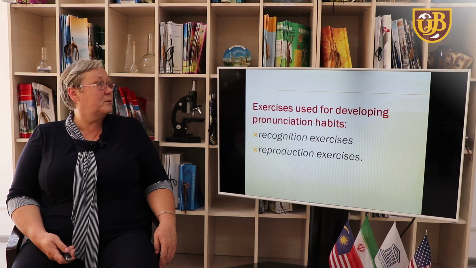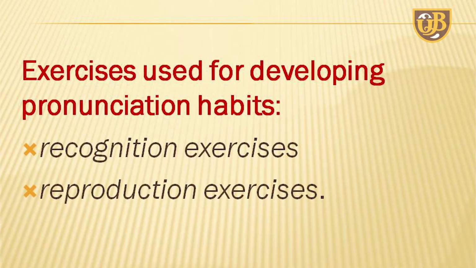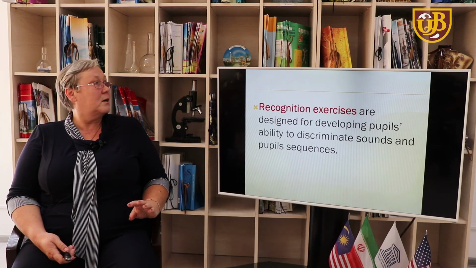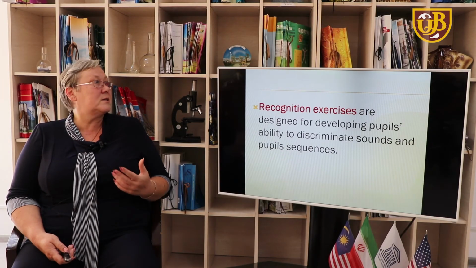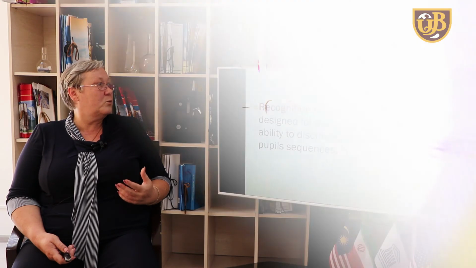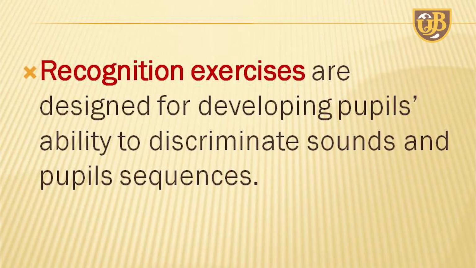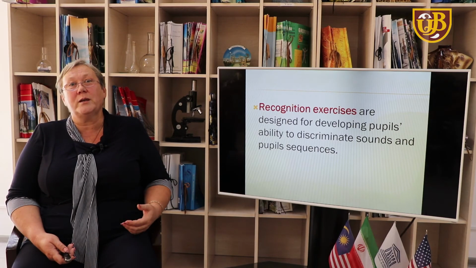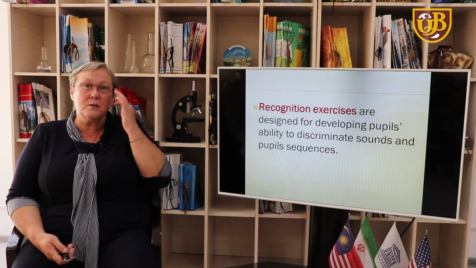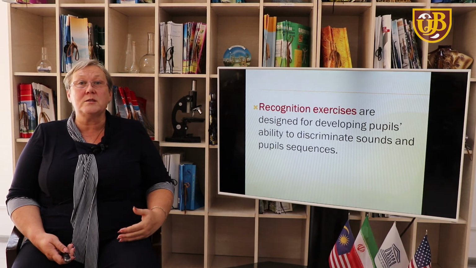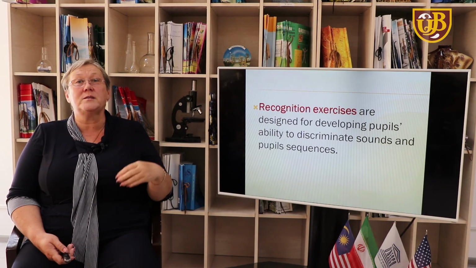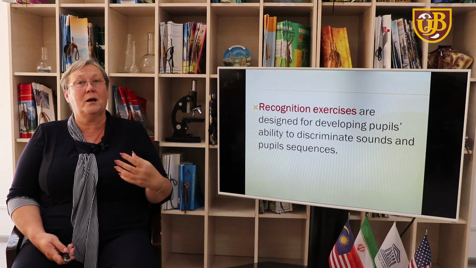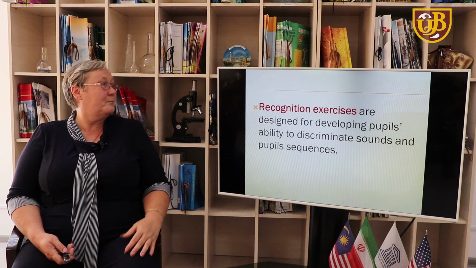Exercises for developing pronunciation habits. They are of two types: recognition exercises and reproduction exercises. Recognition exercises. These are exercises designed for developing pupils' ability to discriminate, to define the sounds and sound sequences. For example, we can ask the students to listen to the list of words, and the students need to raise their hands when they hear, for example, sound th, or sound ng, or long sound.